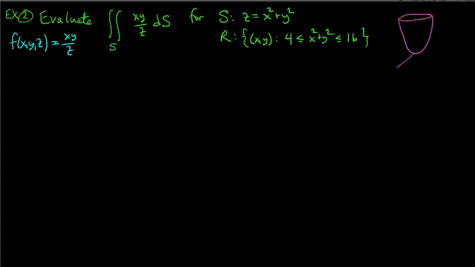So x, y, and z. Or actually, it's the portion of the paraboloid over the region of the xy plane. Notice that x squared plus y squared, which is r squared, is between 4 and 16. So r is between 2 and 4. So 1, 2, 3, 4.